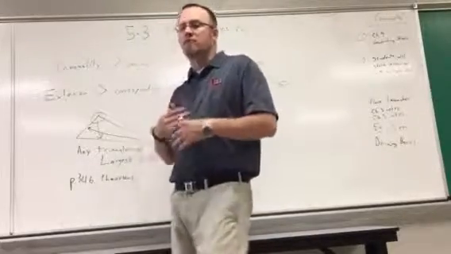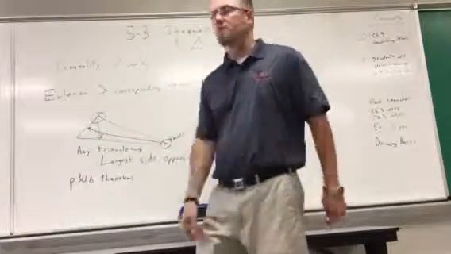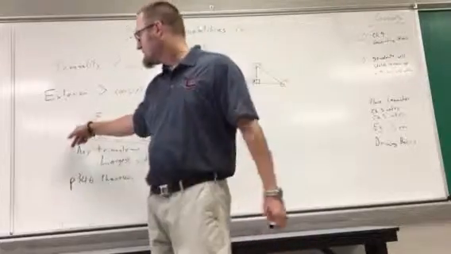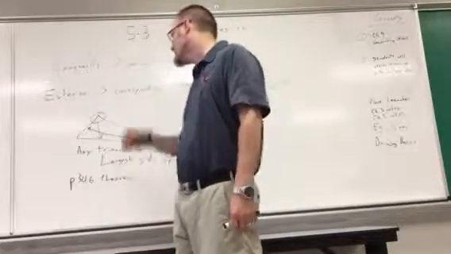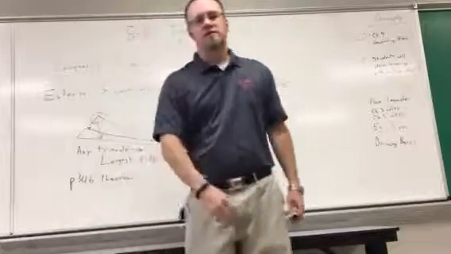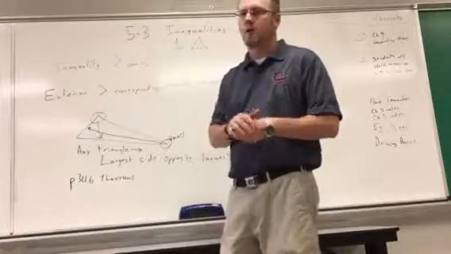It'll apply backwards as well. If we know that this is the smallest side, this has to be the smallest angle. If we know that this is the second longest side, this will be the middle sized angle. And then if this is the longest side, this will be the largest angle. So it will apply both ways. That's what those theorems there are talking about.